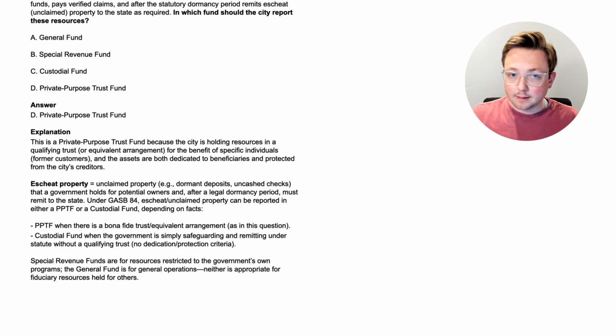So again, a lot of times, kind of as a general rule, if you see something that has to do with a sheet property, you probably can assume it's a private purpose trust fund, but pay attention to the wording. If they're just holding it and they have no responsibility for it and they're not really doing anything other than just giving it when the time comes, it might be a custodial fund. But if they have a specific trust for it and they're going to use it to pay claims and things like that, then it might be a private purpose trust fund. So we learned a little bit more in that question. Now let's go to the next question.